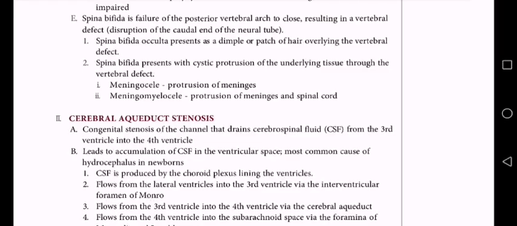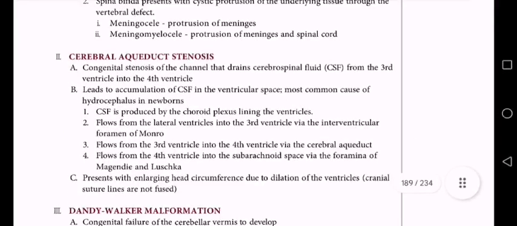It flows from the lateral ventricles into the third ventricle via the interventricular foramen of Monro. Now, on learning this, you would like to review some of the anatomy of the brain, which is the neuroanatomy. Because here it's just mapping out that it flows from the third ventricle into the fourth ventricle via the cerebral aqueduct, flows from the fourth ventricle into the subarachnoid space via the foramina of Magendie and Luschka. Presents with enlarging head circumference due to dilation of ventricles, cranial suture lines are not fused.